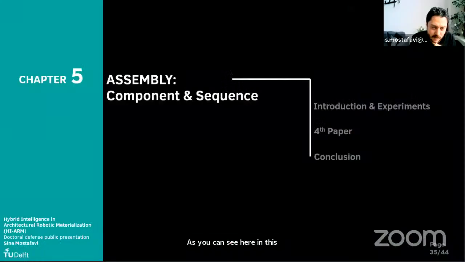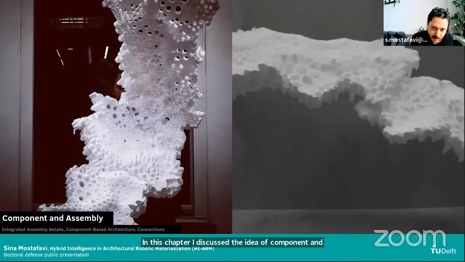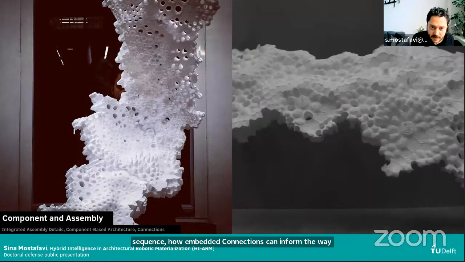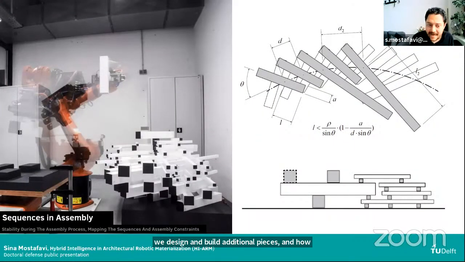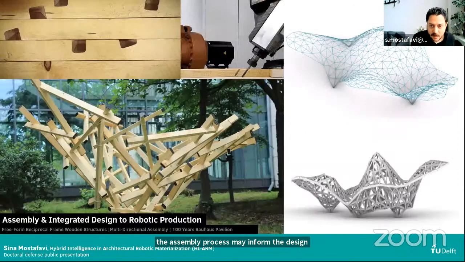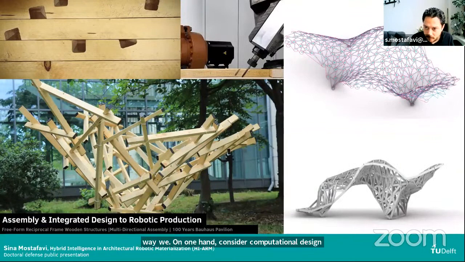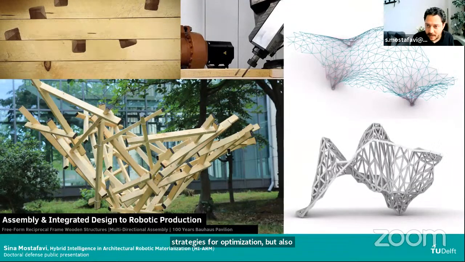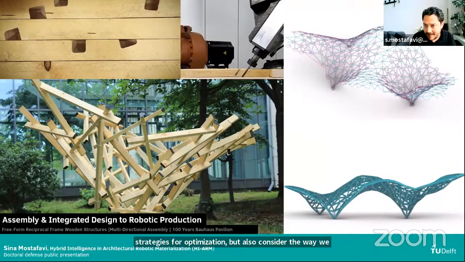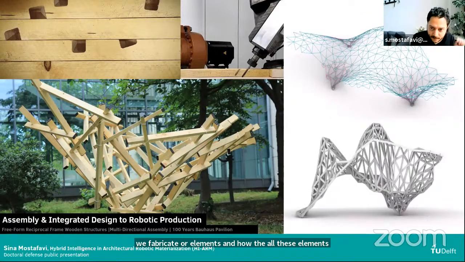To move on to the last thematic chapter, assembly. In this chapter, I discuss the idea of component and sequence, how embedded connections can inform the way we design and build architectural pieces, and how, again, the constraints and potentialities of assembly may inform the design and assembly, or in this case, how it may result in the way we, on one hand, consider computational design strategies for optimization, but also consider the way we fabricate our elements, and how all these elements together inform the design space and production space.